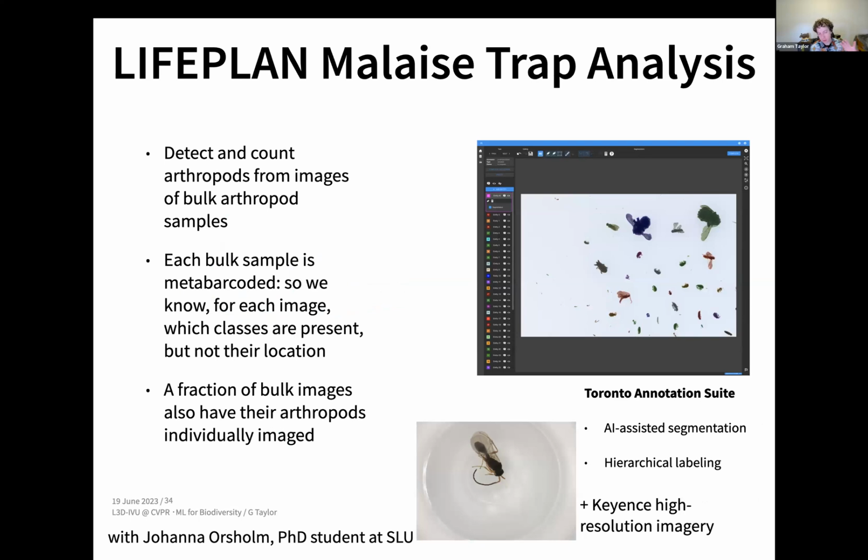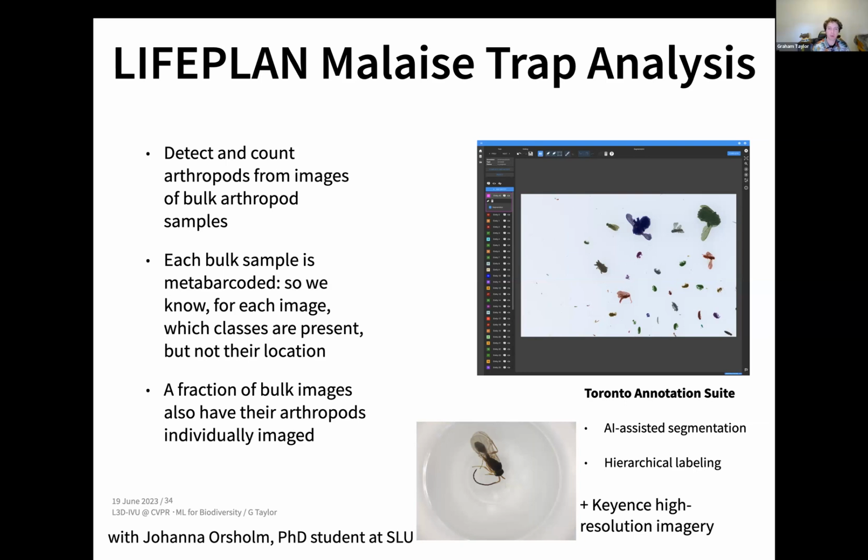And so far, I've talked about images and DNA barcodes, these projects separately. And so for the very short remainder of the talk, I'm going to put these together and highlight opportunities to leverage both images and DNA data. So the life plan group I'm working with image the catch from these malaise traps in bulk.